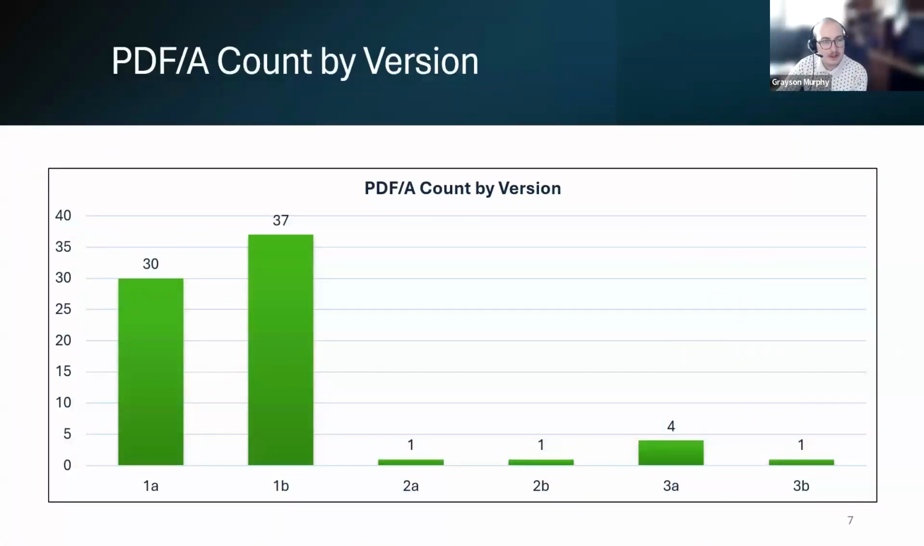And here is another bar chart, this time of the PDF-A count. We can see the vast majority of them are concentrated in those first 2 versions, which at this point are over 20 years old.